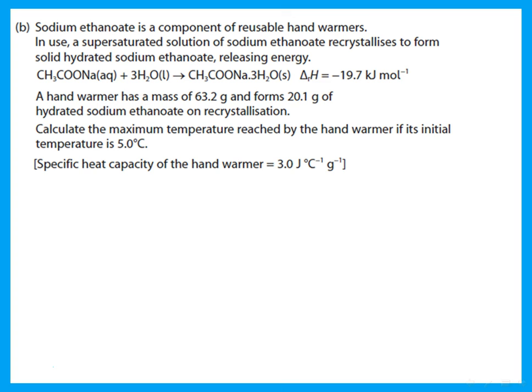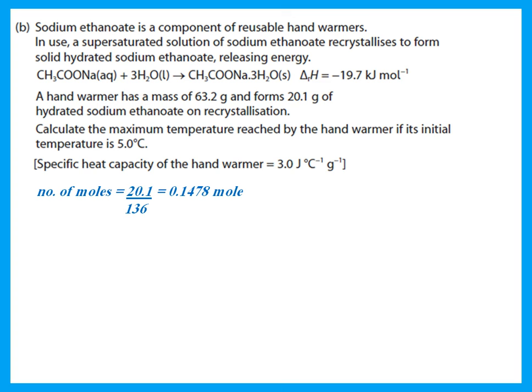Now, what does he give me? He gives the delta H for that reaction. He gives the specific heat capacity of the hand warmer. So that is the c in mc delta T. And he wants to calculate the maximum temperature. That means I can use delta H to get Q, and then I can use Q to get the difference in temperature, which is delta T, so we can determine the final temperature. So in order to do that, the first thing we do is get the number of moles.